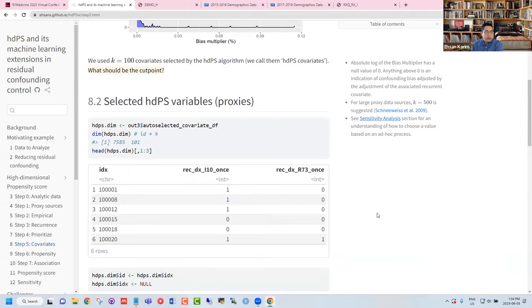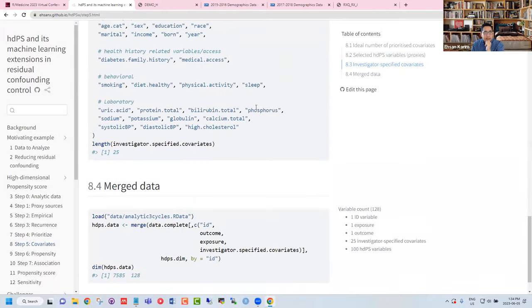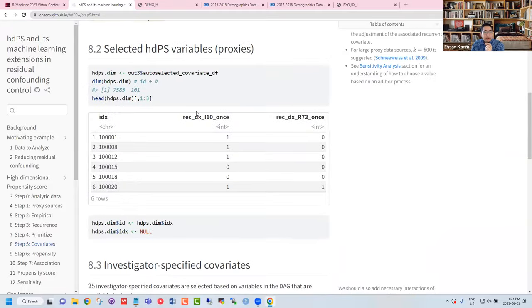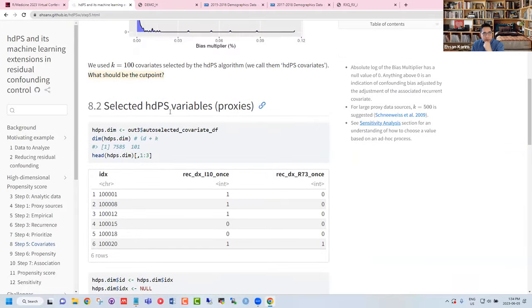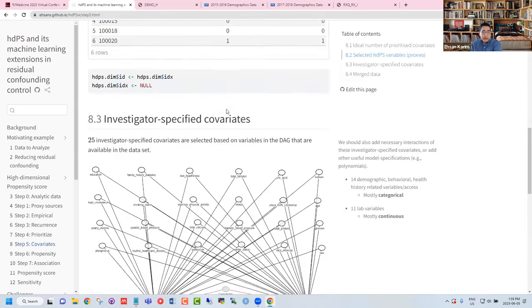Okay, so once you select those, you are now dealing with two different types of information. One is the investigator-specified covariates, and another list of covariates is the proxies that you have just included in your analysis, and you have selected how many proxies you want. In this particular analysis, we have selected 100 proxies that we want to include. So now think about this. We are now talking about 125 covariates. Previously, we already had 25 investigator-specified covariates, and now we are adding 100 more. That makes it 125 covariates in total, proxies as well as investigator-specified covariates, in our analysis.